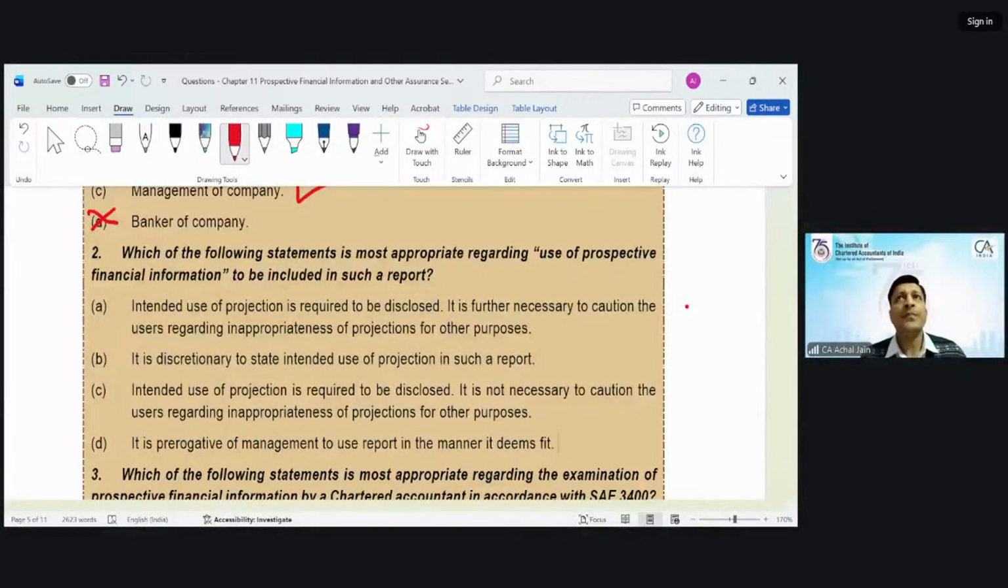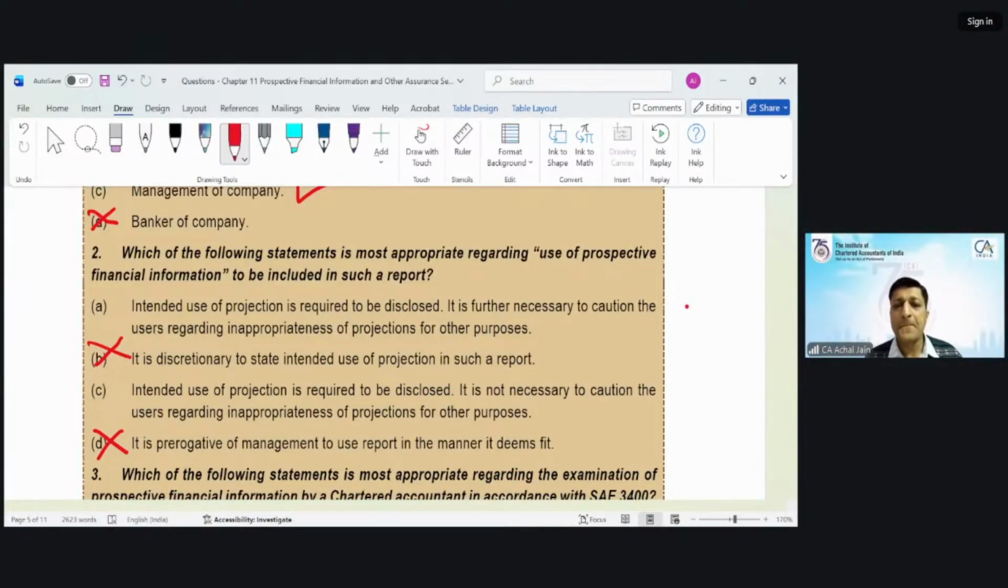Which of these options do you think is the right one? Sir, I feel that options B and D we can strike off straight away. Very good. And why so? Because it is discretionary to state the intended use of the projection in a projection report. The use will be specific actually. Correct. So it is not a matter of management's wish. That is the reason D goes.